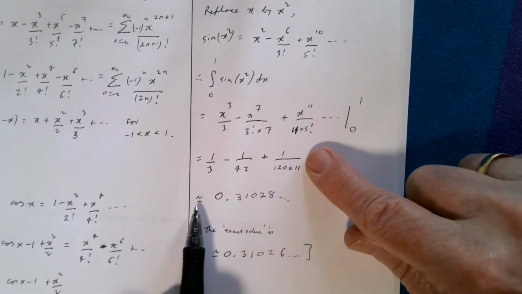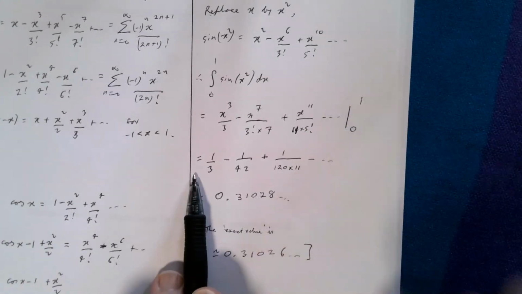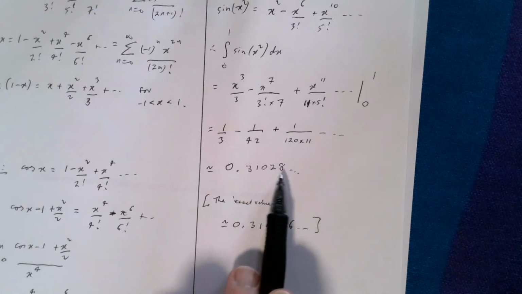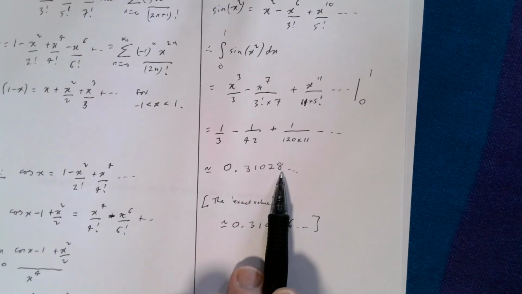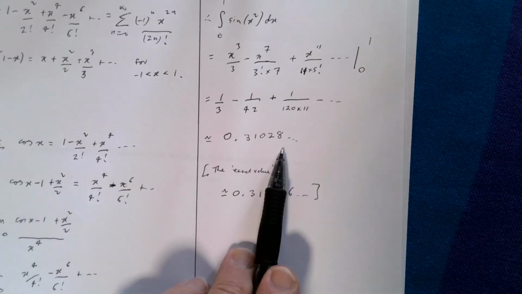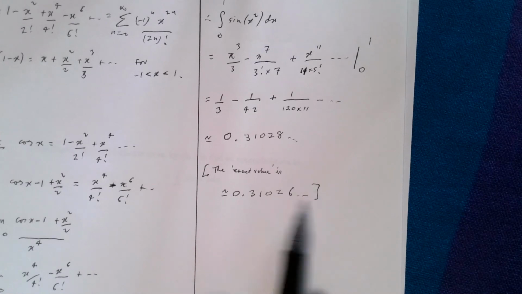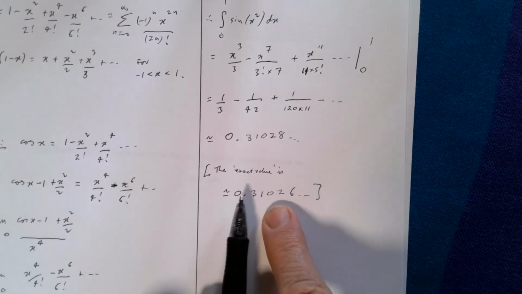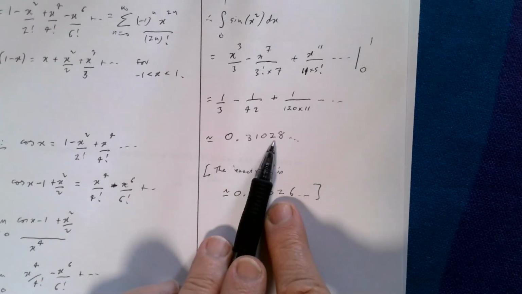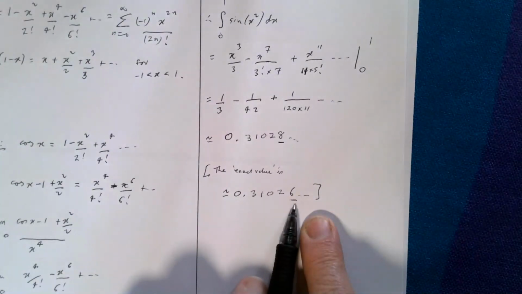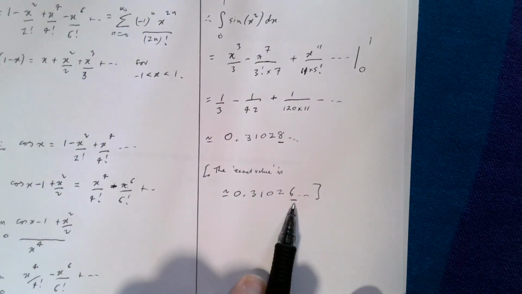And I've just taken the first 3 terms, and I got approximately 0.31028. Now I have a thing called Maple, which does things much more accurately, so I got it to work out the exact value of this, at least to that many decimal places, and look, it's pretty good. It's 0.3102. It differs in the 5th decimal place, so it's pretty accurate.